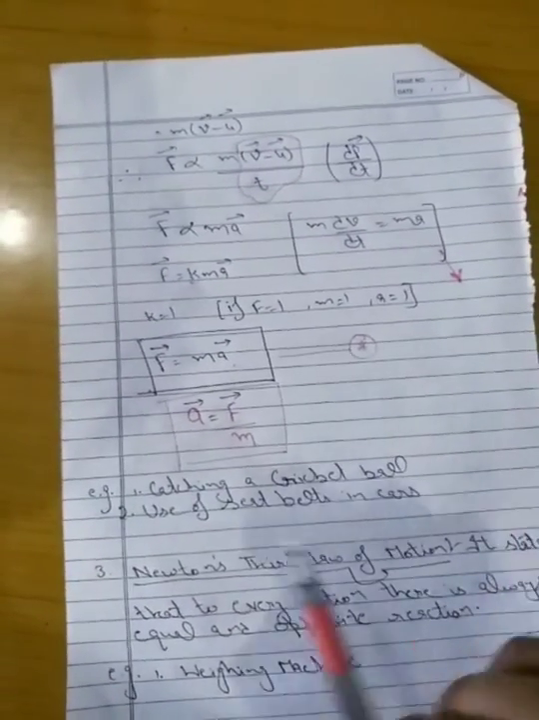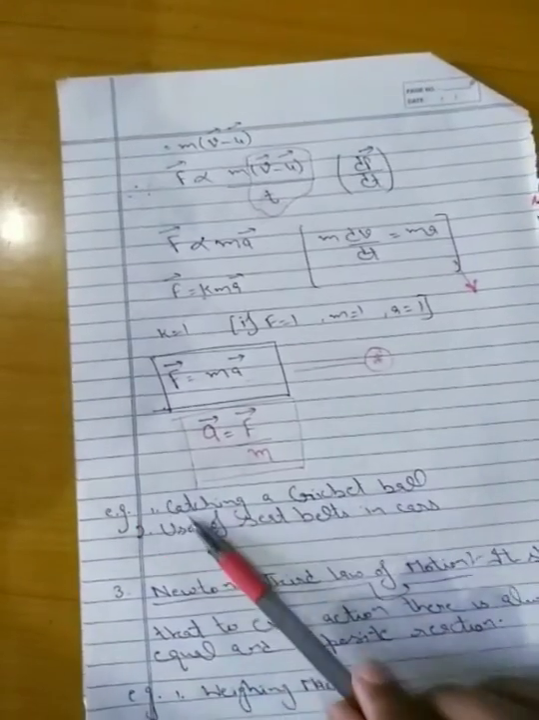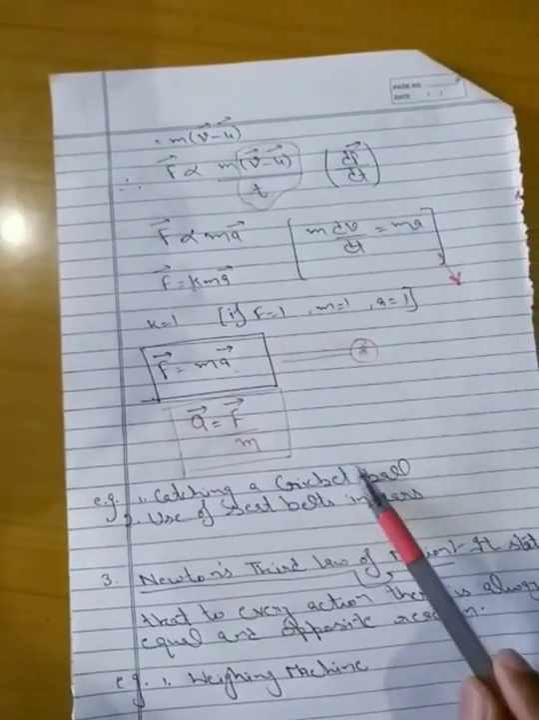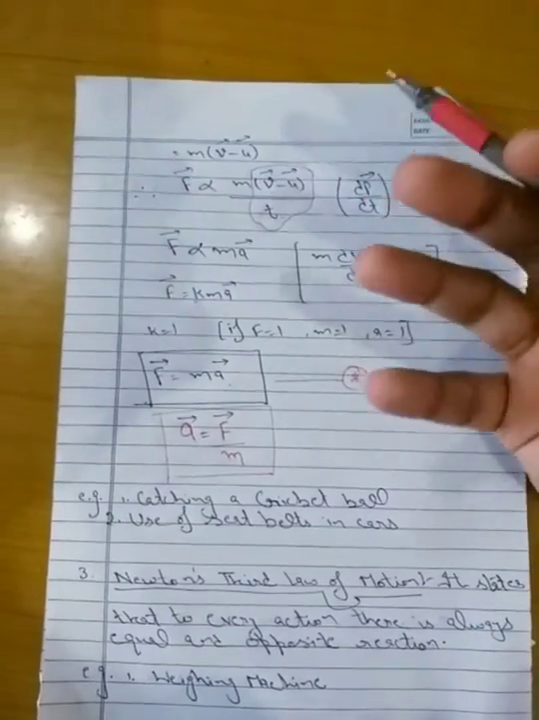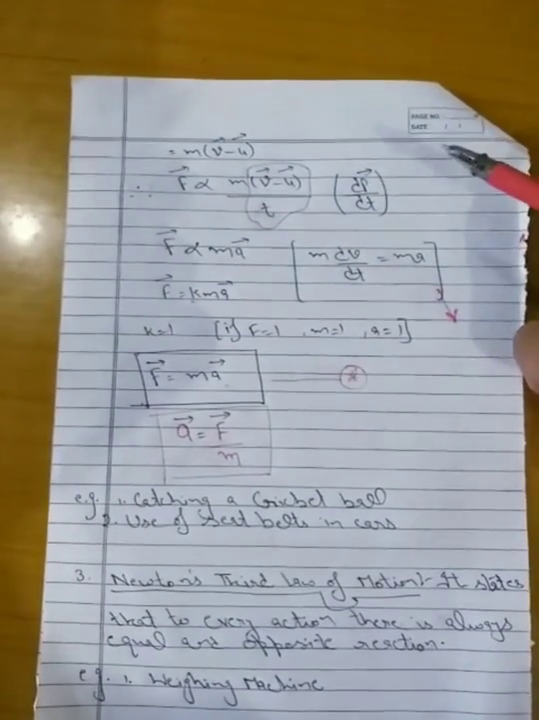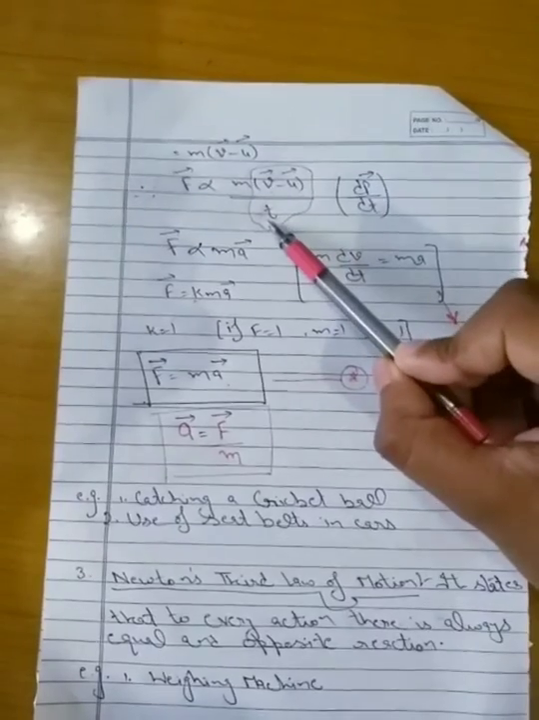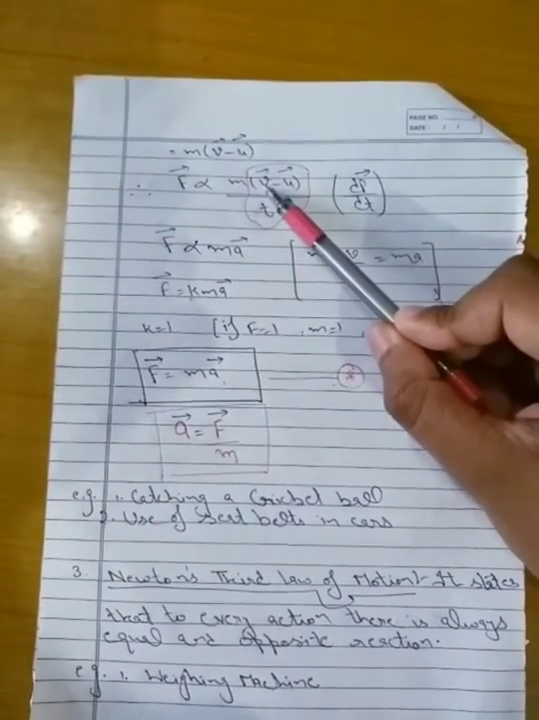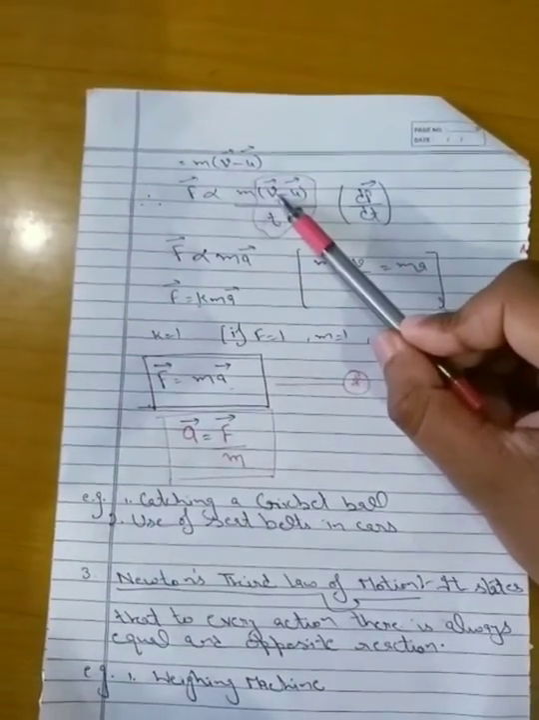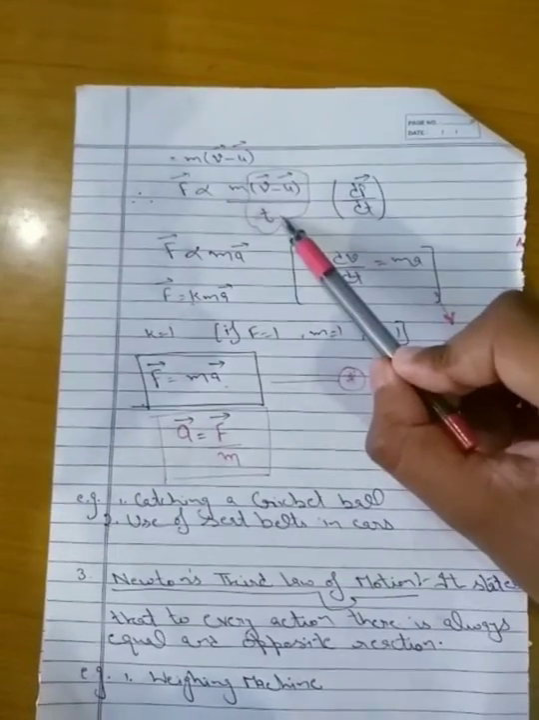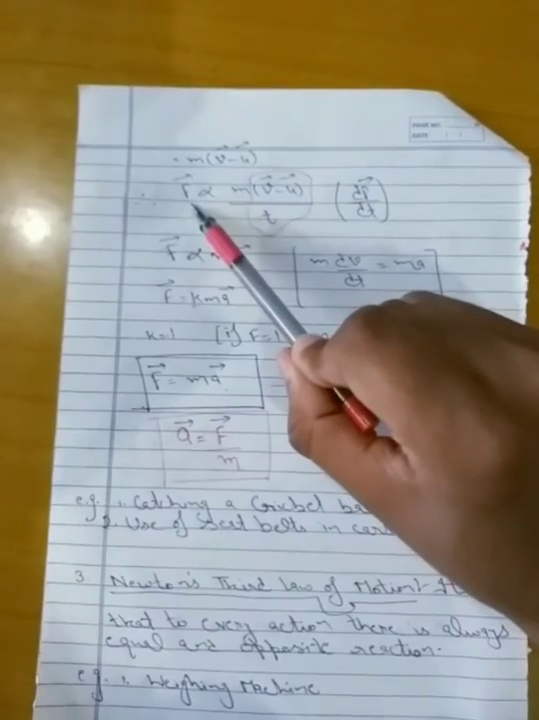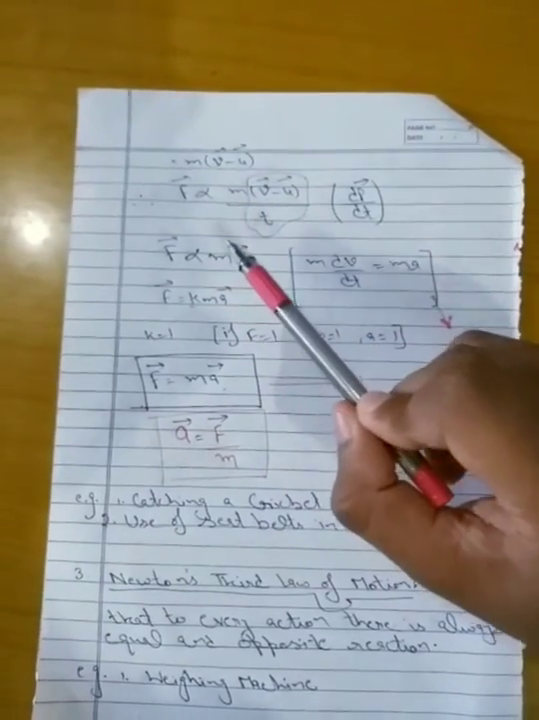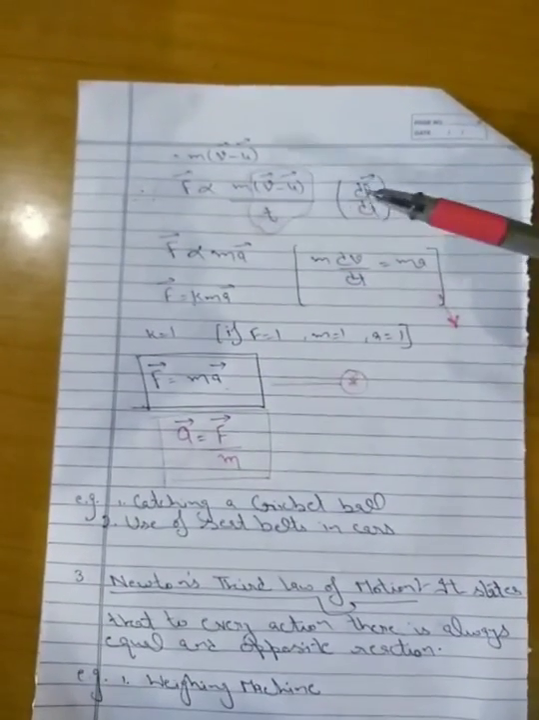So there are a few examples of Newton's second law of motion. The first is catching a cricket ball. When a cricket player catches a ball, he moves his hands backwards, and by doing so, he is simply increasing the time during which the final velocity comes to 0. Or simply, if he increases the time of rate of change of momentum, then the force will decrease, and the player wouldn't get injured by doing so.